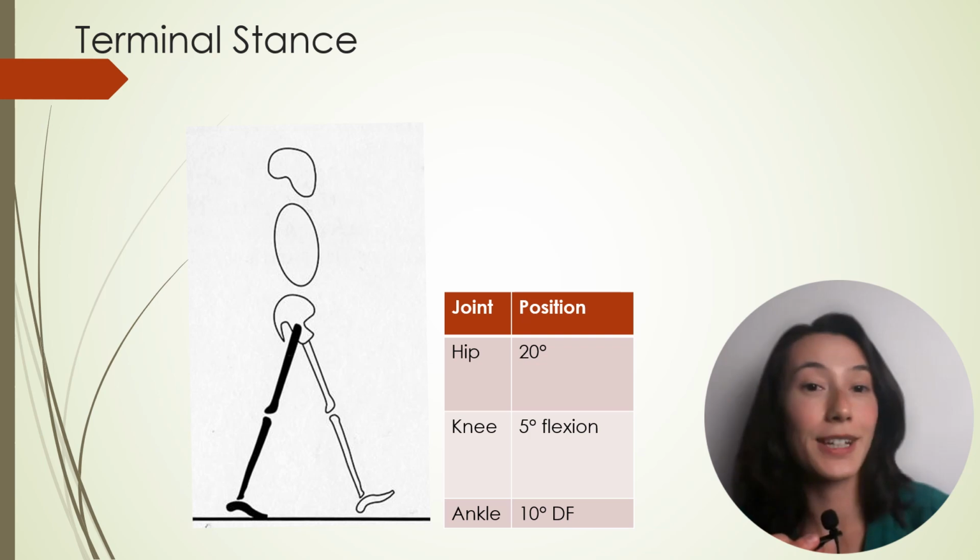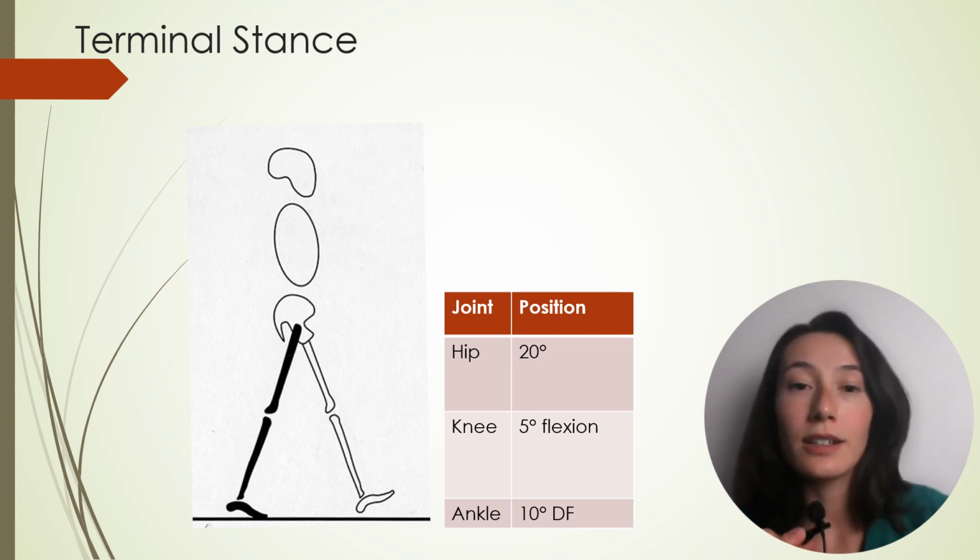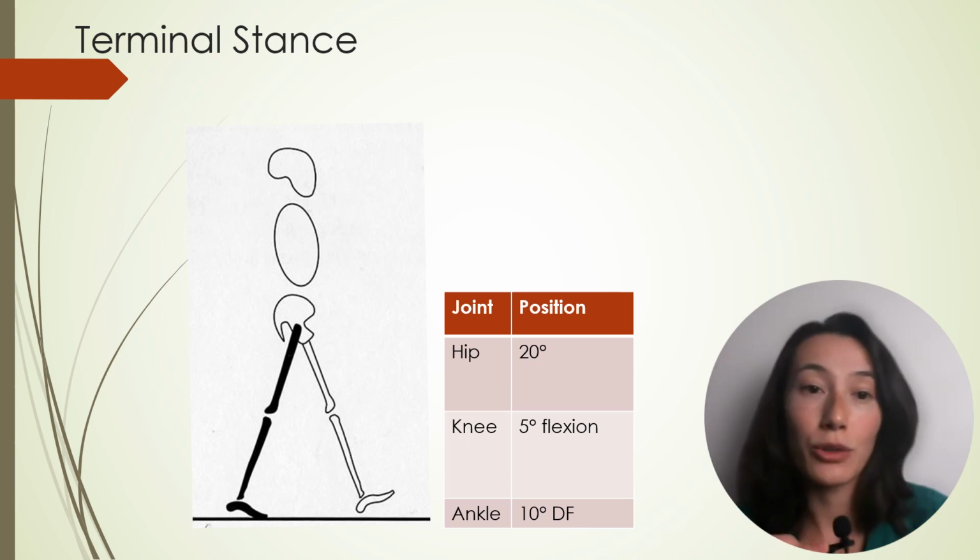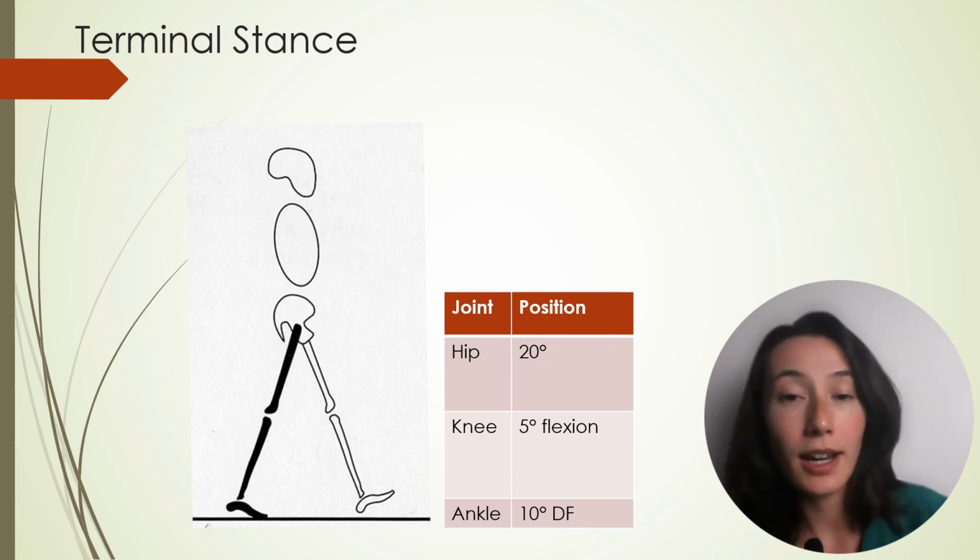On to terminal stance. Here we are still in single limb stance. So the right leg is still on the floor. The contralateral limb, the left limb, is still in the air.